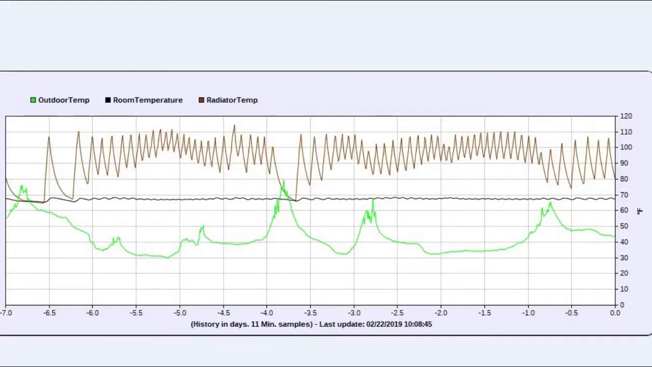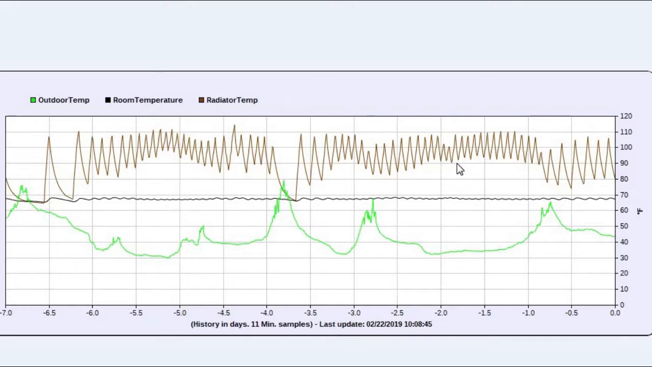Here are some data from the energy logger. This is from February of this year. This plot shows the outdoor temperature in green, room temperature in black, and radiator temperature in brown. One thing you can see is that due to the large thermal mass of the radiators, the heating cycles are fairly long. Here we've got about 8 cycles in a 12-hour period, so the system's turning on less than once per hour. And that's good because the less frequently the compressor cycles on and off, the longer it's going to last.